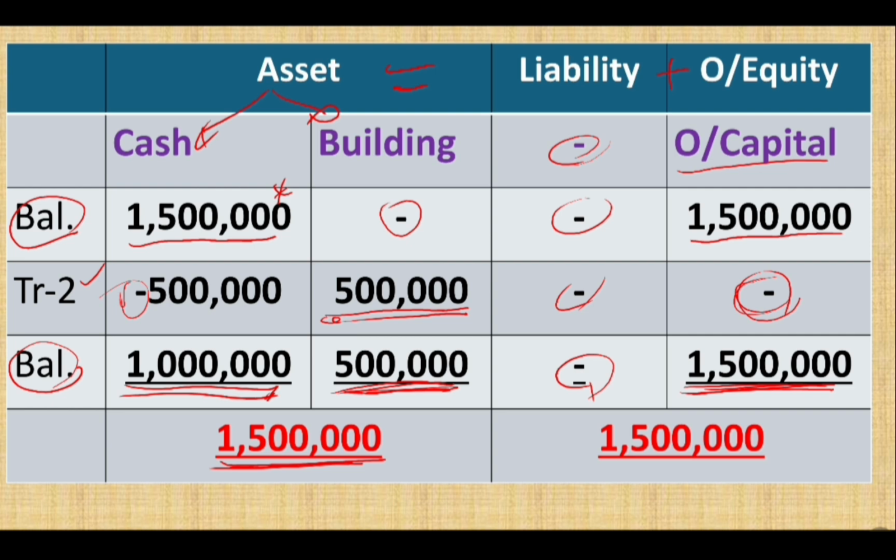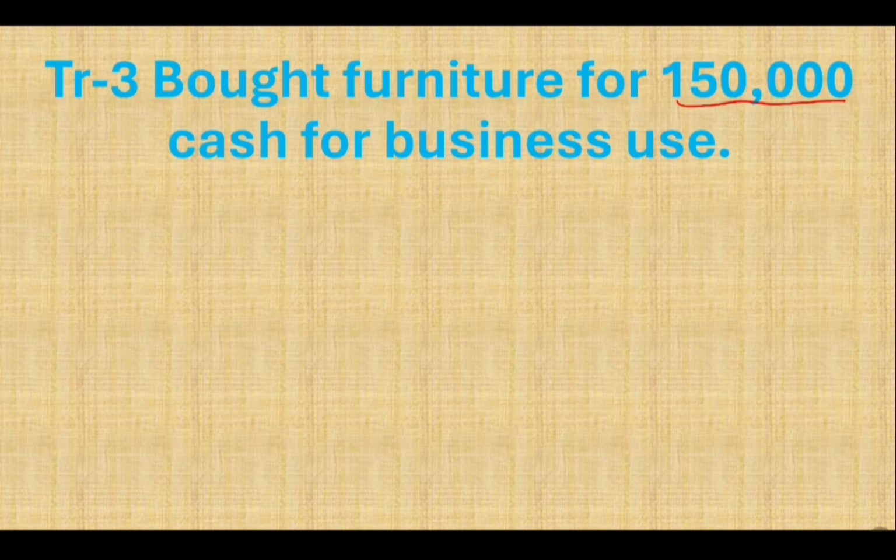Therefore, the total asset of Z company after transaction 2 is 1 million cash plus 500,000 building. It becomes 1,500,000. After transaction 2, the total liability plus owner equity is 0 plus 1,500,000. That gives us 1,500,000. So they are balanced. Now let's go to transaction 3. In the case of transaction 3, Z company bought furniture for 150,000 in cash. For the purchase of furniture for 150,000 in cash, cash is decreased by 150,000.